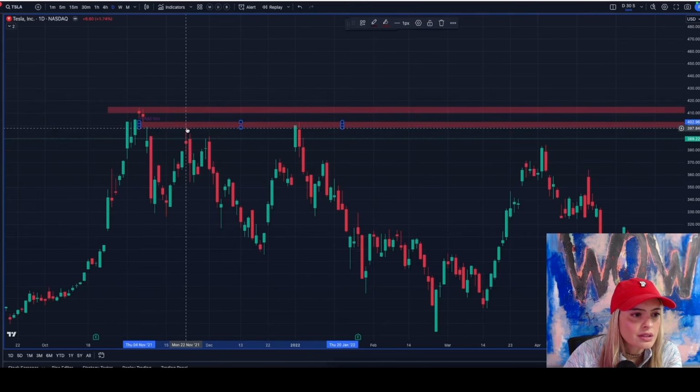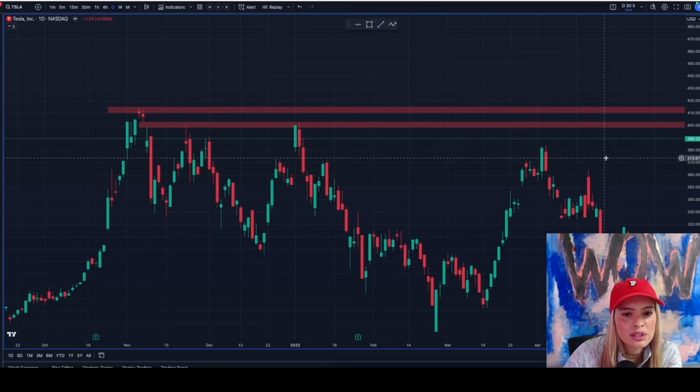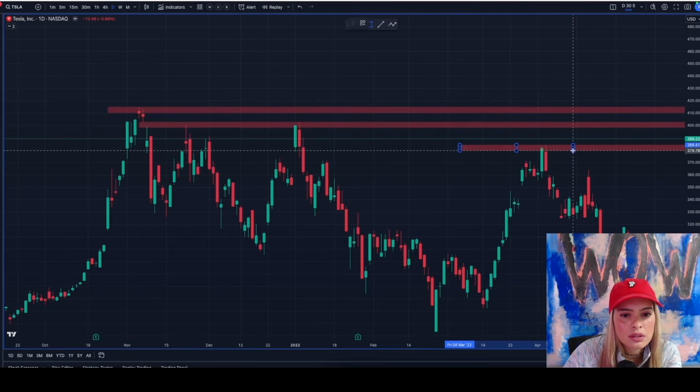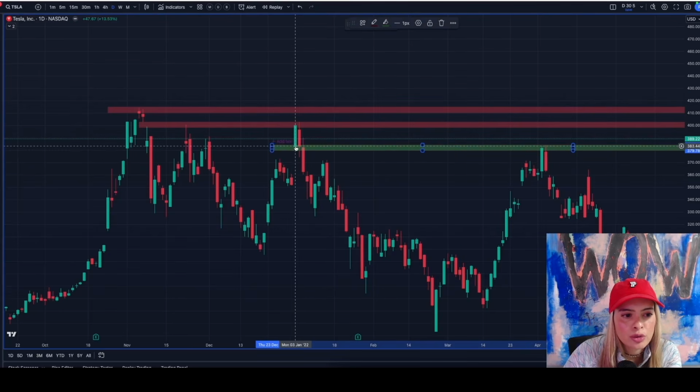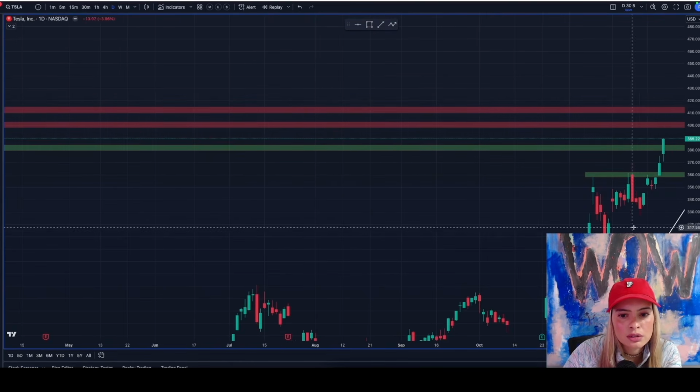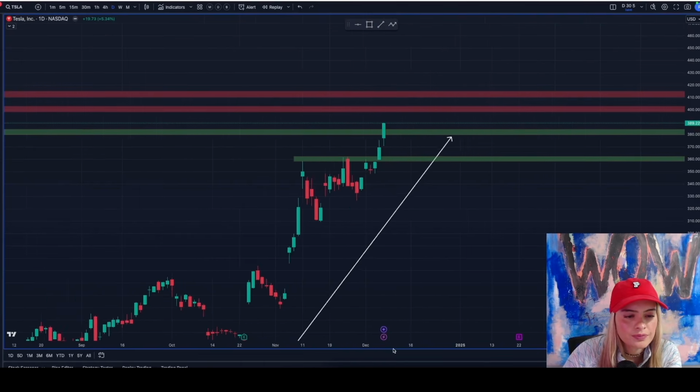Resistance, resistance, resistance, resistance, support here. Okay, so we have 2 levels there. And then this 380 level looks like an important level also. Let's go like that, even though Tesla is above that level, so it might react as support here. Look, support, support, resistance, resistance, resistance. So let's see how that looks on today.